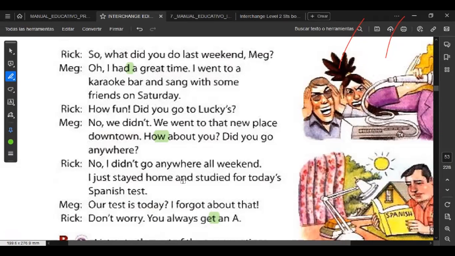Yes, exactly. I forgot about that. Okay, you already come back? Yes, everyone already came back. So, what did you do last weekend? What did you do last weekend, mate?